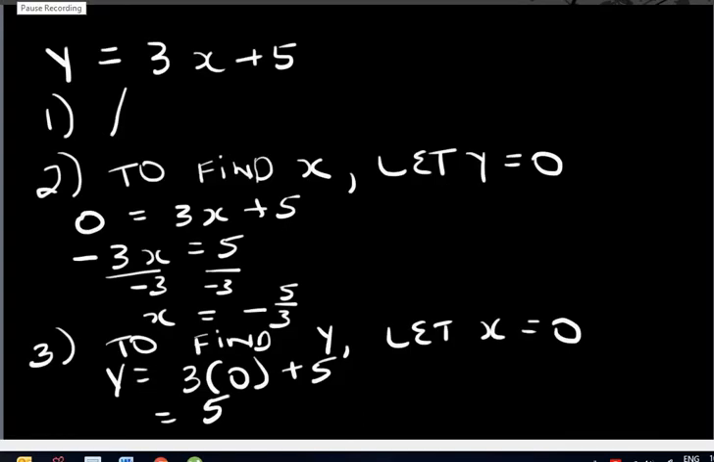The next one is y is equal to 3x plus 5. The direction of this graph will be positive because 3 is positive. The second step is to find x, let y equal to 0. Again, we let y equal to 0, we transpose 3x, becoming -3x, and we find that x is equal to -5 over 3. And then to find y, we let x equal to 0. 3 times 0 is 0, plus 5 is equal to 5. Now let's have a look at that graph.